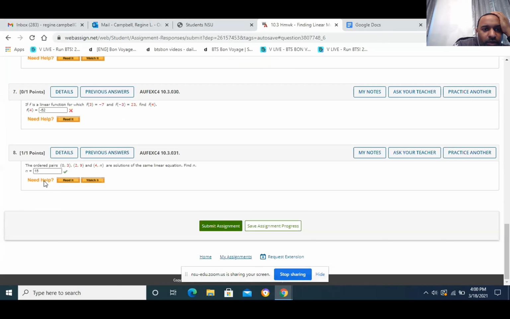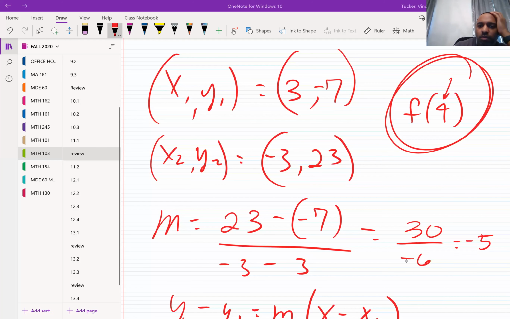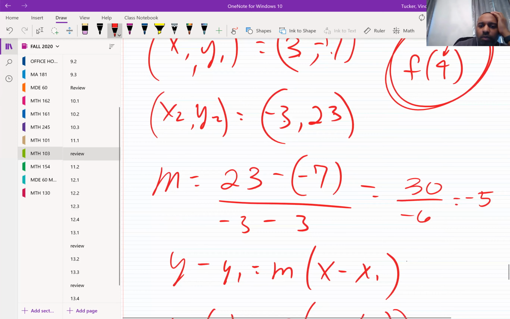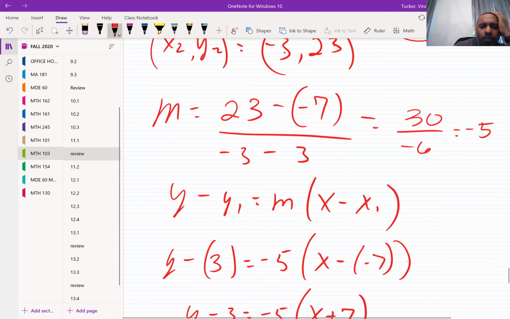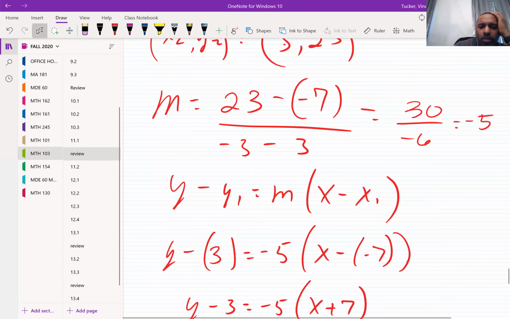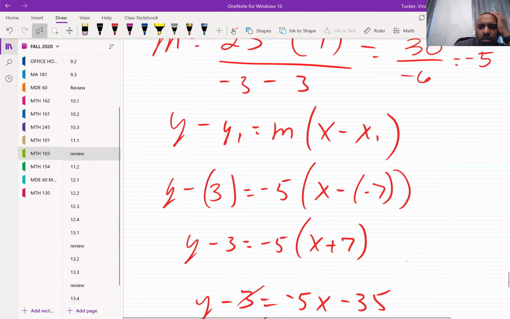So it doesn't want negative 52. So where is it that... I see 3, negative 7, negative 3, 23. So let me go back. 3, negative 7, negative 3, 23. So we did 23 minus negative 7, right? And then negative 3 minus 3. So that should be fine. So that's 3, negative 7.